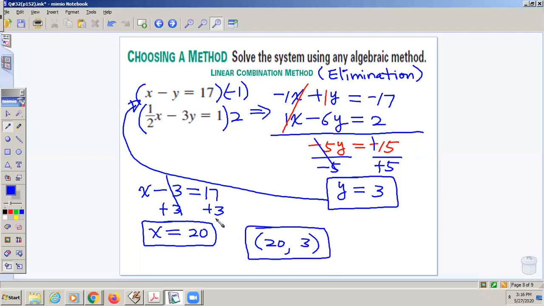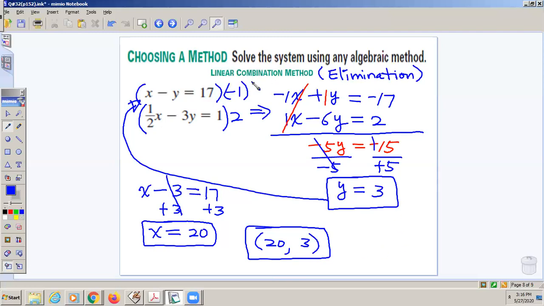If you were to graph it, once again, just reviewing what that means, the solution for a system of linear equations is where the two lines, if you were to graph them, intersect. So the solution is where these two lines intersect, at the location (20, 3).